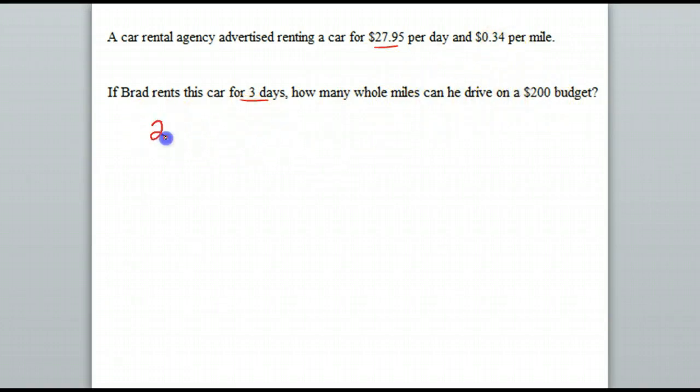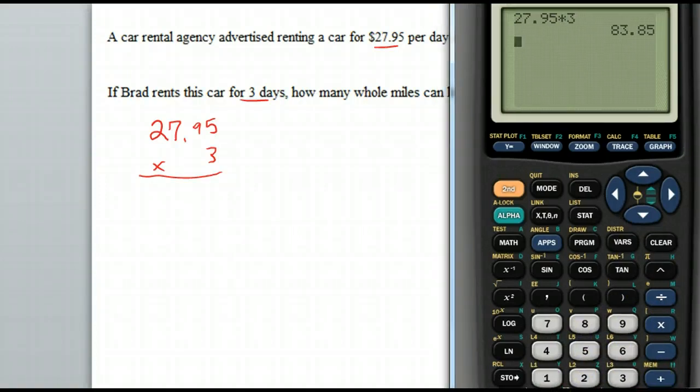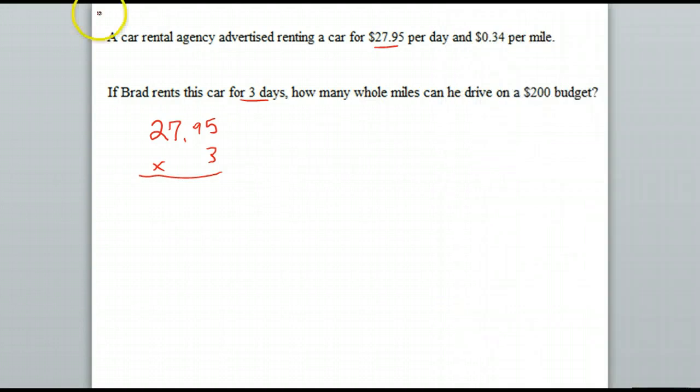So the first thing we could do is just figure out how much he's going to spend for those 3 days. So we multiply the cost per day times how many days he rents it, right, and we get $83.85. That's how much he spent before mileage.